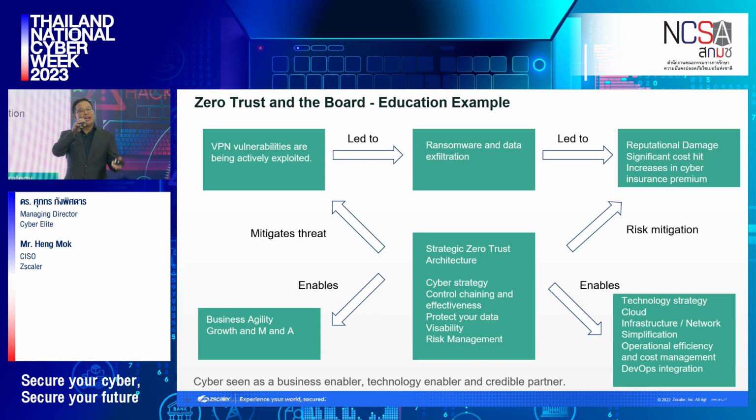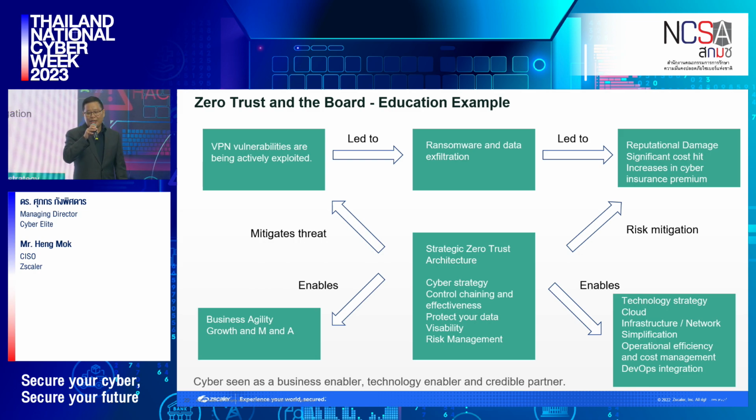And so when we think about an education example, what could that look like? So let's think about this attack chain. We know that recently there's been a number of VPN vulnerabilities, highly exposed, and a lot of organizations have been compromised as a result of these VPN vulnerabilities. What has that led to? That's led to ransomware and data exfiltration, and that has also led to reputational damage for those particular organizations, as well as potentially increased cyber insurance premiums, as well as significant remediation costs for an organization.